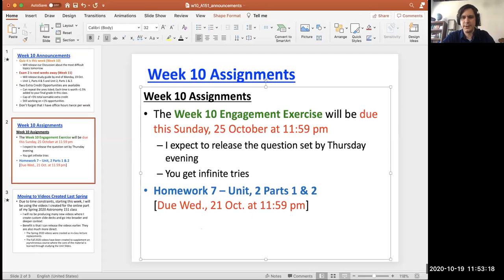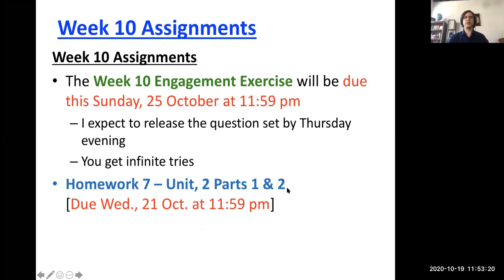All right, so what are the week 10 assignments? The week 10 engagement exercise is going to be due this Sunday, the 25th of October at 11:59 p.m. I expect to have these out by Thursday as normal. I might actually try to get these ones put together earlier, because what I'll talk about here in a minute allows me to get a little bit more ahead with this class and get things set up for you earlier in the week.